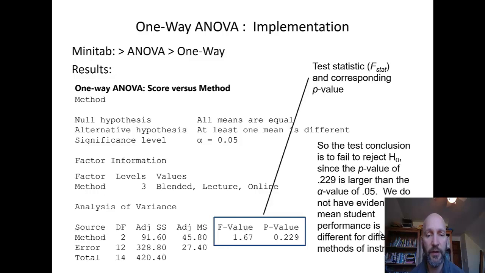So we can determine the conclusion, or the correct decision to make at the alpha equals 5% level, by simply comparing the p-value to the alpha level. And since 0.229 is bigger than 0.05, that means we don't have evidence to conclude that the alternative hypothesis is true, or rather that the null hypothesis is false. And so we're going to go with the null hypothesis, which says that the average performance is not dependent on the method of instruction.